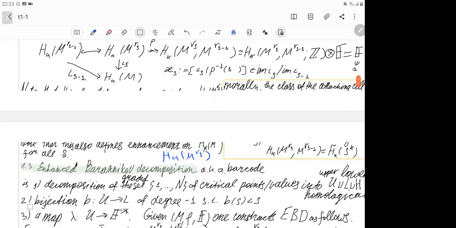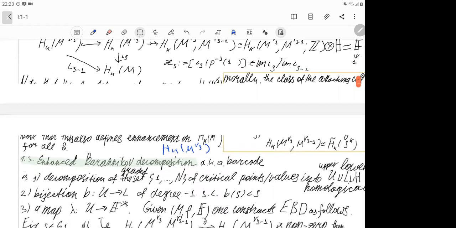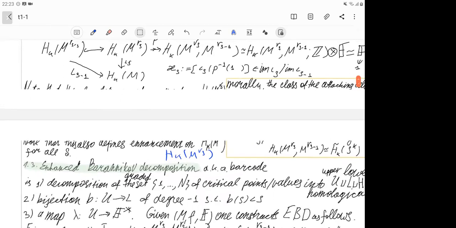Second, the bijection B between the sets from U to L of degree -1. I mean that the degree of B of S is 1 less than the degree of S, and also we have B(S) less than S. And third, the dramatis persona of this talk is a map from U to F star. It is precisely the number on each bar.